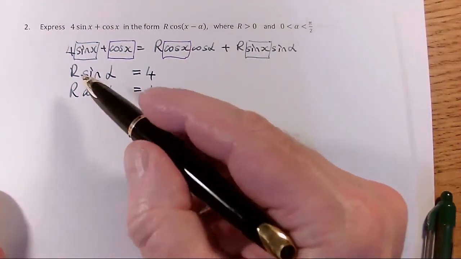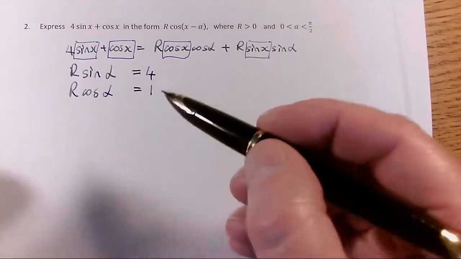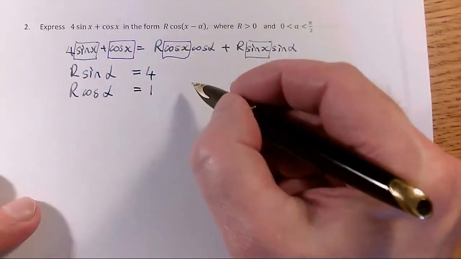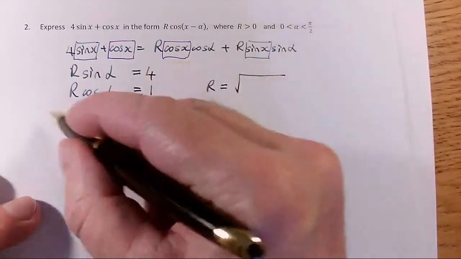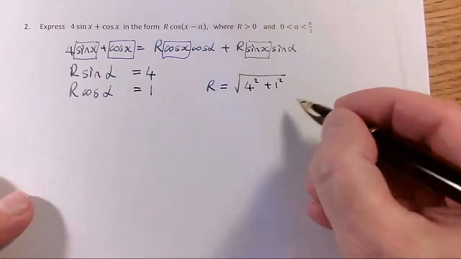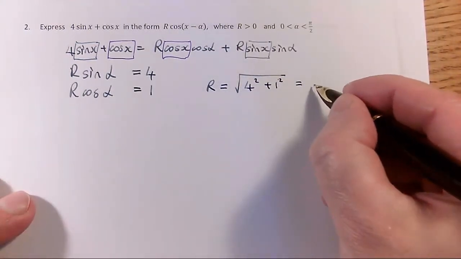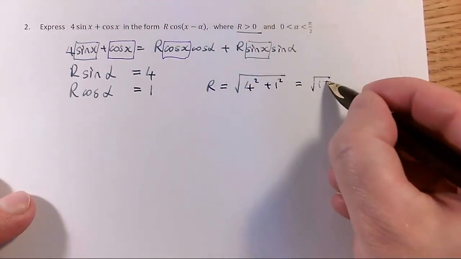Okay, now to find r, I could use the sine squared plus cos squared identity as we did in the previous example, but I'm now going to say I'm an experienced person and I know that I get r from equations like this by doing 4 squared plus 1 squared, effectively Pythagorasing them and doing the square root. I know I want the positive square root because r is greater than 0, so that's just root 17.